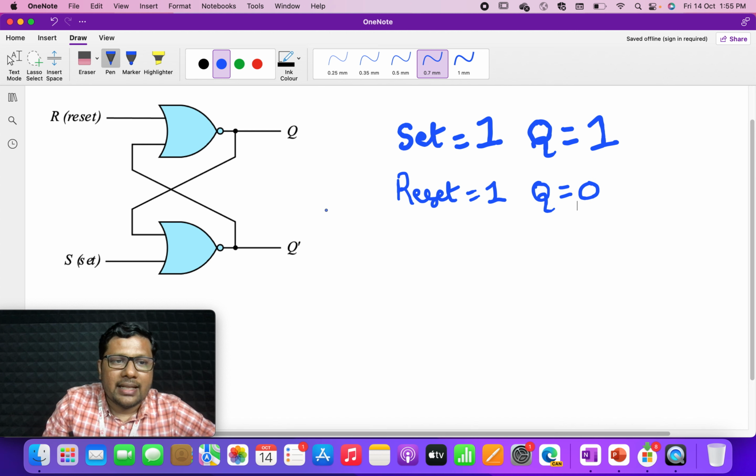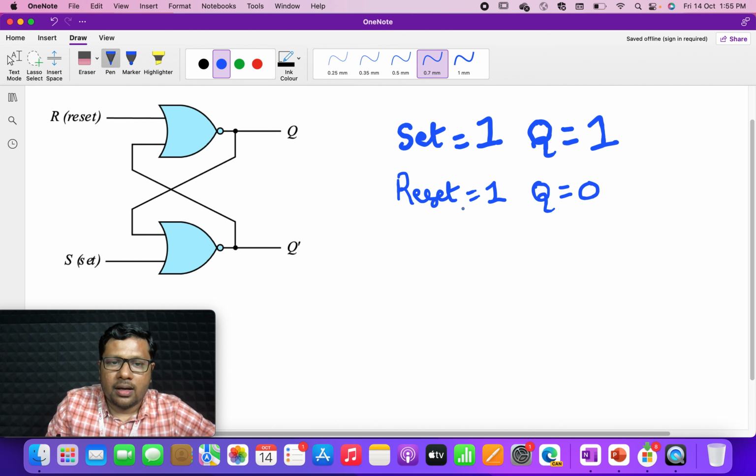So we can say that the SR latch is nothing but a set-reset latch. When set is equal to 1, the output becomes 1. When reset is equal to 1, the output becomes 0. Those are the meanings of the terms set and reset.